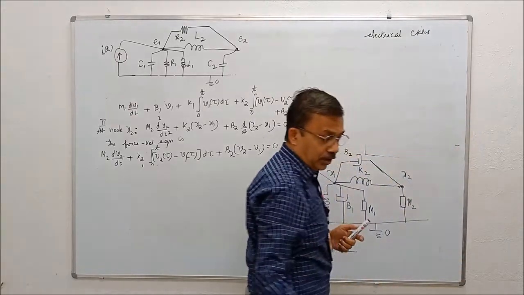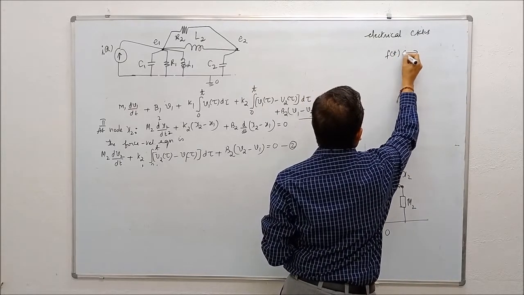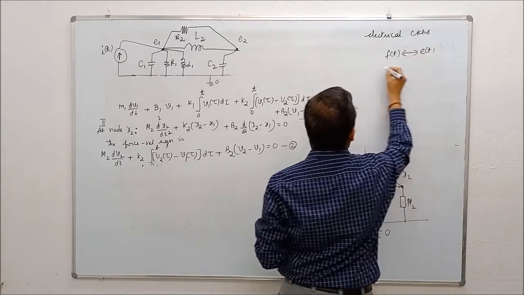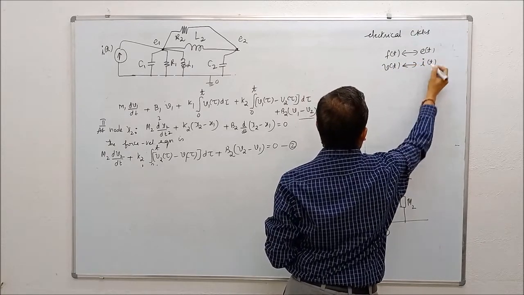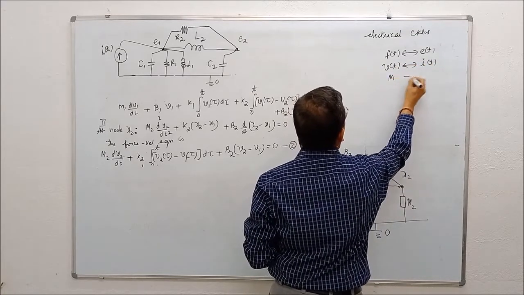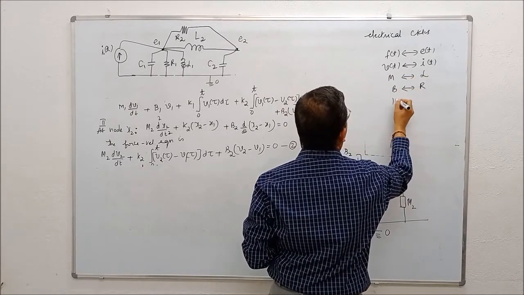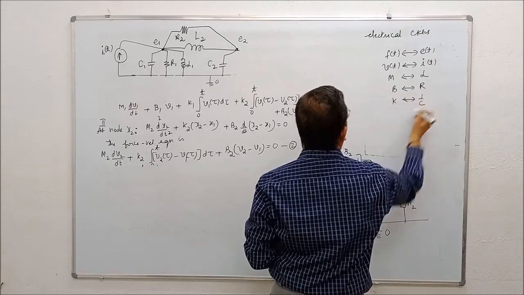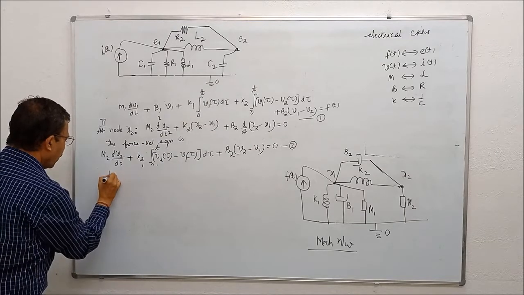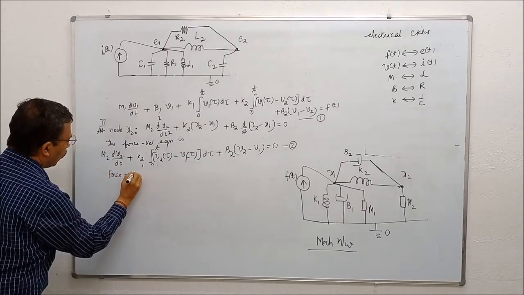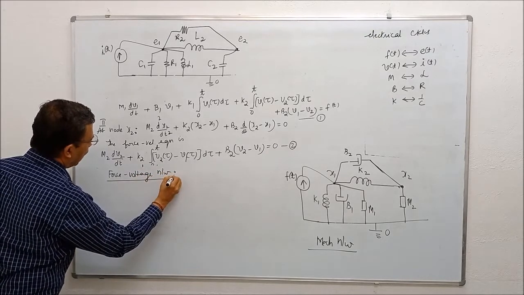The force-voltage analogous quantities are listed below. F of t is equivalent to E of t. V of t is equivalent to I of t. M is equivalent to L. B is equivalent to R. K is equivalent to 1 by C. Remember those quantities: force, voltage, inductance. What are the corresponding equations?